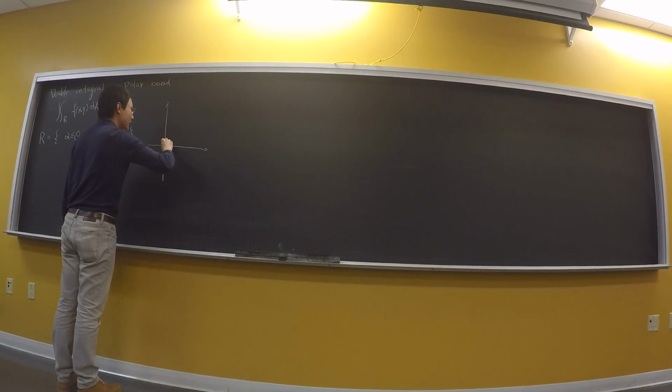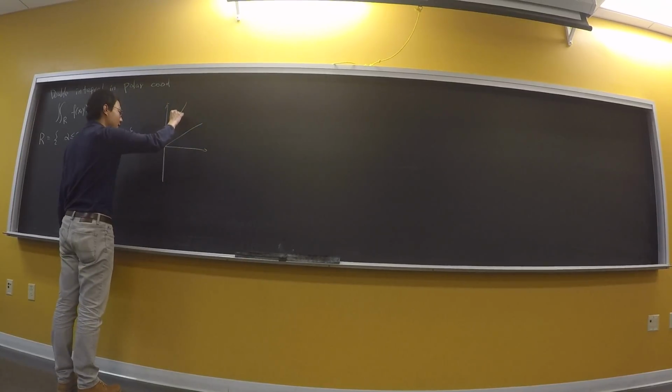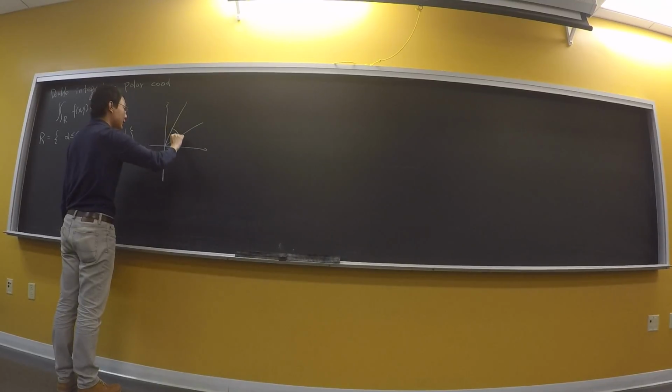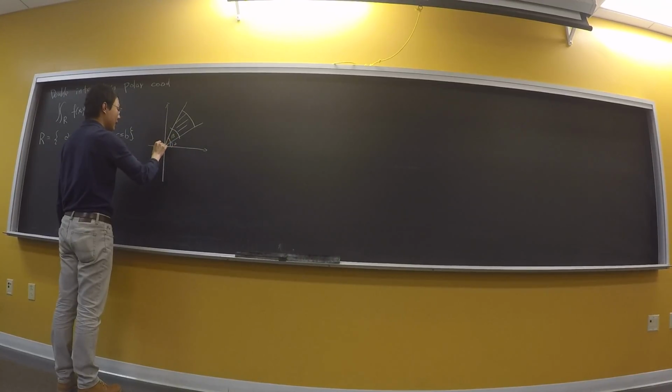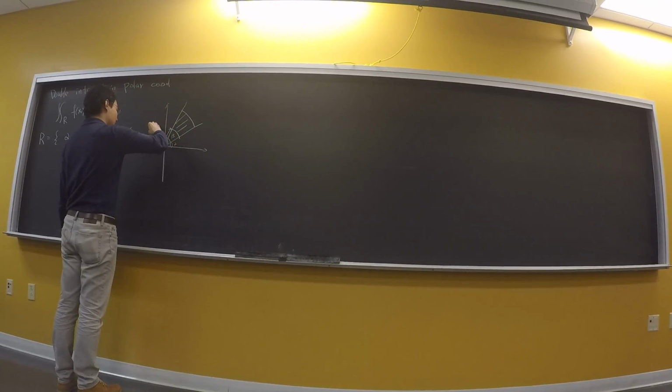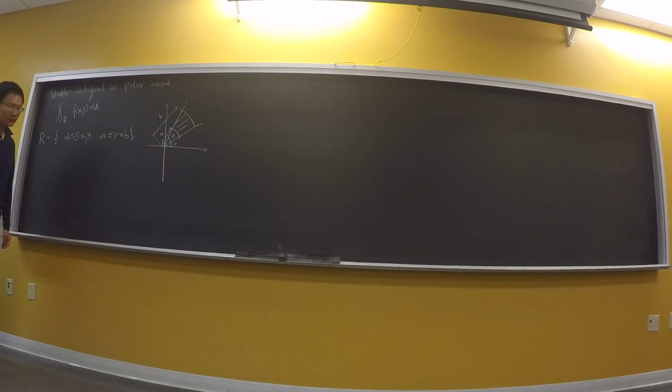It is bounded by two rays coming from the two angles alpha and beta, and two distances A and B. So this is alpha, the larger angle is beta, and you can look at the distance: this is A, and this distance is B. Okay? So this is the region we're taking our integral on.